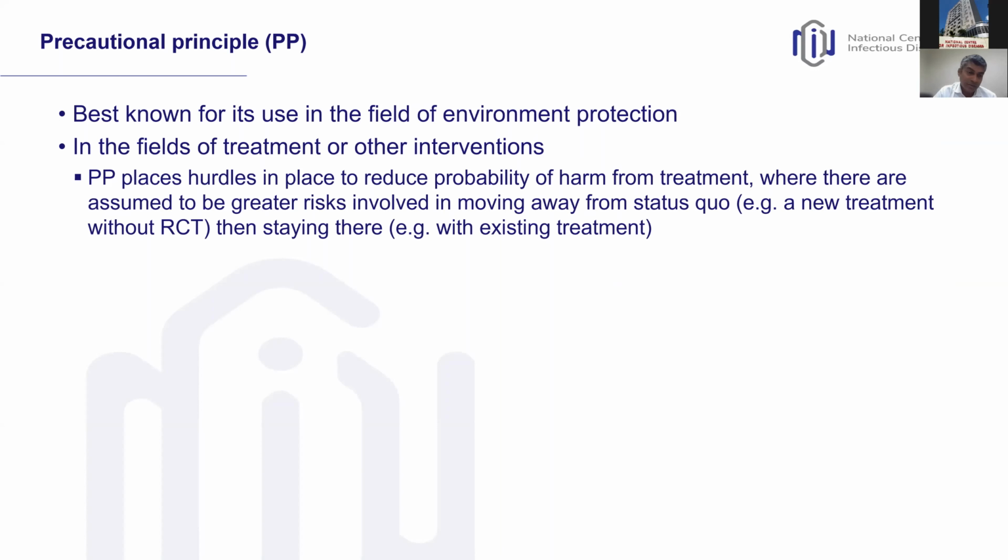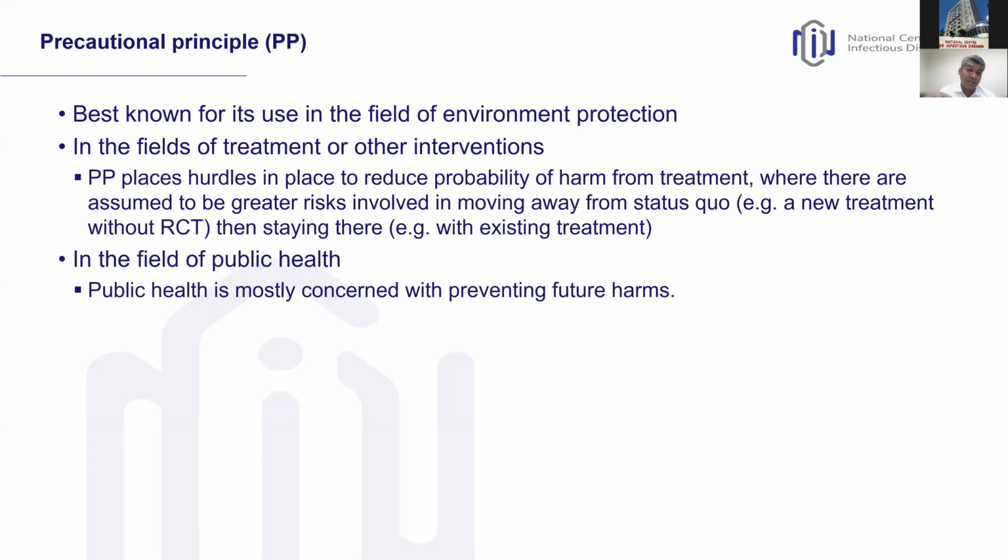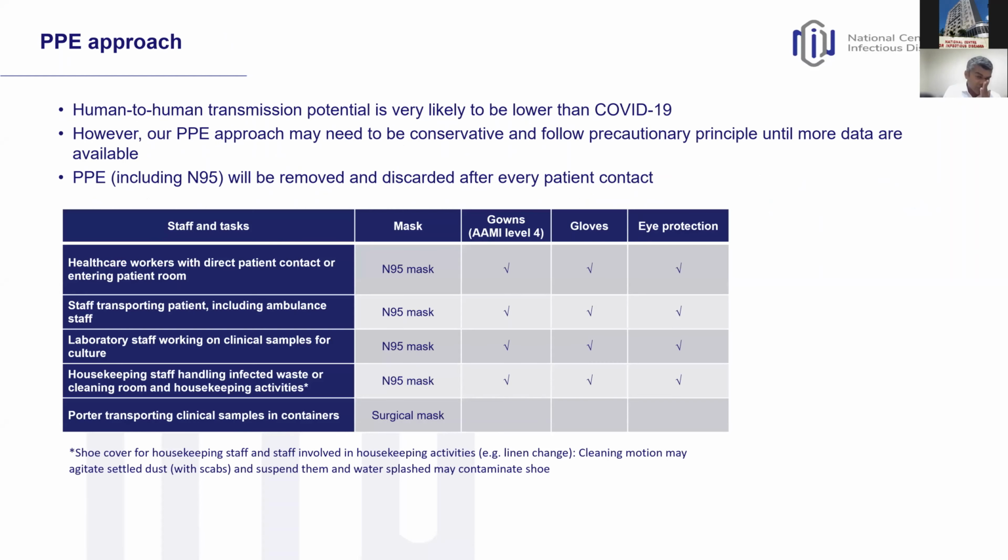But the authors of the paper argue that in the field of public health, that might not be the case. Public health is mostly concerned with preventing future harms. So it is not about staying with the current state because of the harm of an intervention. It's about going to a new intervention to prevent future harm. So it's very complex, but we know the precautionary principle is something many of us have used, and many people used it against us as well during the COVID pandemic. So with all of this in mind, what is the PPE approach that we use in NCID and TTSH?